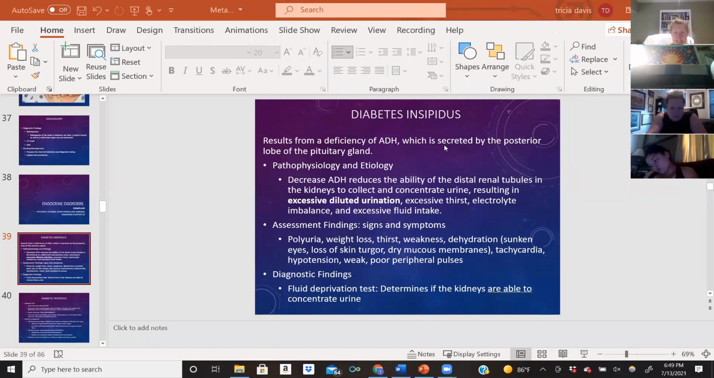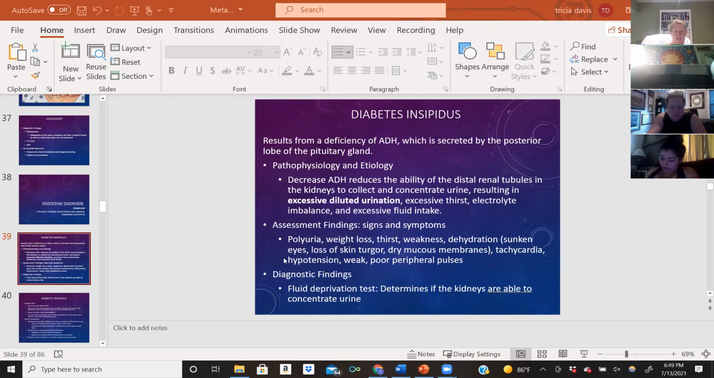So for this diabetes insipidus, we would do a fluid deprivation test. You guys can read about this in your book to see exactly how it works. It does determine if the kidneys are going to be able to concentrate urine. And obviously, if they have diabetes insipidus, they will not be able to concentrate urine.